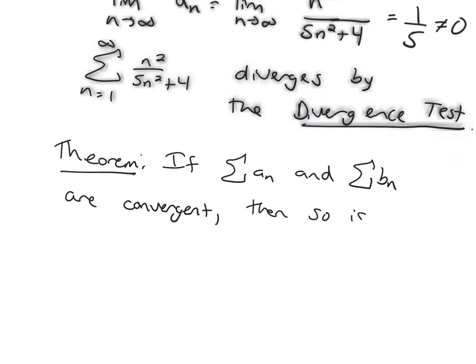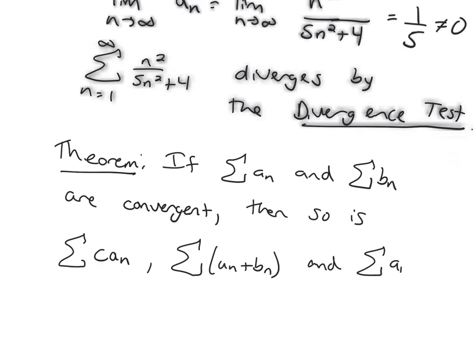Then so is C times A sub n, where I multiply all the numbers in my series by a constant. I can add the terms in the two series together. And I can also subtract. All three of these new sequences are convergent as well.